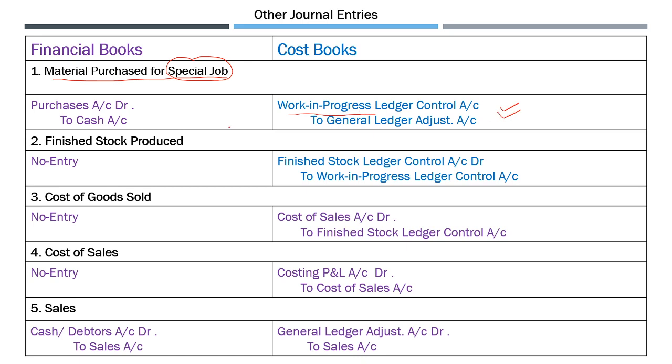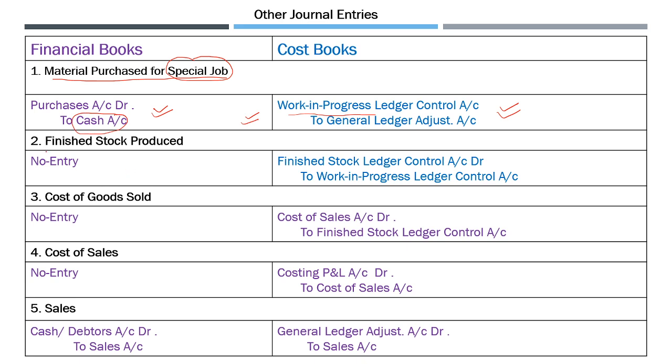When we do entry of this transaction in the finance book, our entry is same, that is purchases account, debit to cash. But in cost books our entry is WIP ledger control account in place of stored ledger control account, because it is a special job material and this material is directly transferred to the production in place of store. So WIP is debited, and in place of cash it is an asset, so to GLA account.